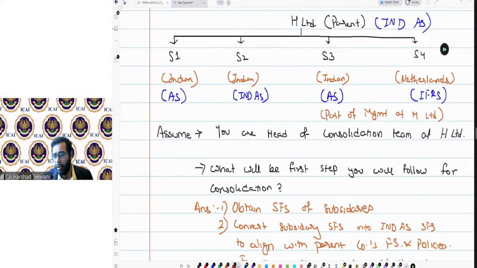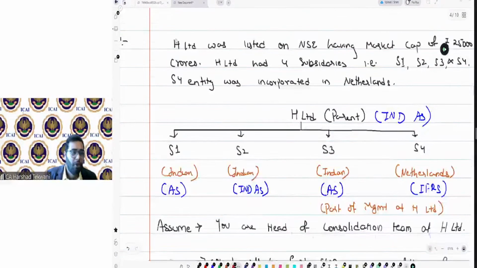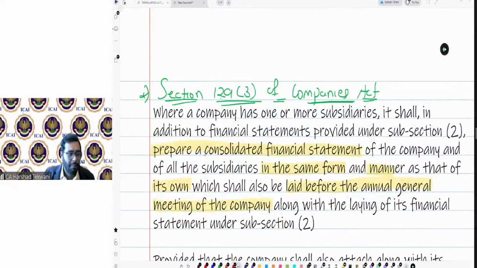No, Tanisha. Your answer is somewhere going correct, but again, there is a specific requirement. Very good, Anumula. Very, very good. Very good, Venkata. So the answer lies in section 129(3). Simple. It says that prepare consolidated financial statements of the company and all of the subsidiaries in the same form and manner as its own. Simple. It says you have to prepare in the same manner as your own. Means you have to apply the same policies, the same financial reporting framework that the parent is applying for its own separate standalone financial statement.